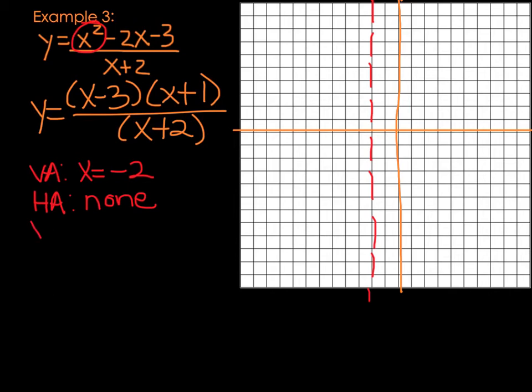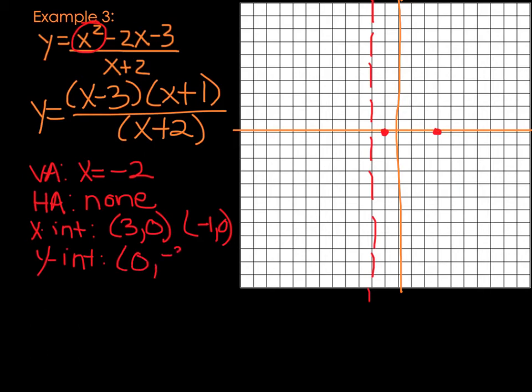All right, x-intercept. Set the numerator equal to 0, and if we do that, we're going to get 3, and we're also going to get -1. So we have two x-intercepts, at (-1, 0) and (3, 0). Okay, y-intercept, plug in a 0 for x. That would give us 0 squared minus 2 times 0 minus 3 over 0 plus 2, so -3/2. -1.5 right there.